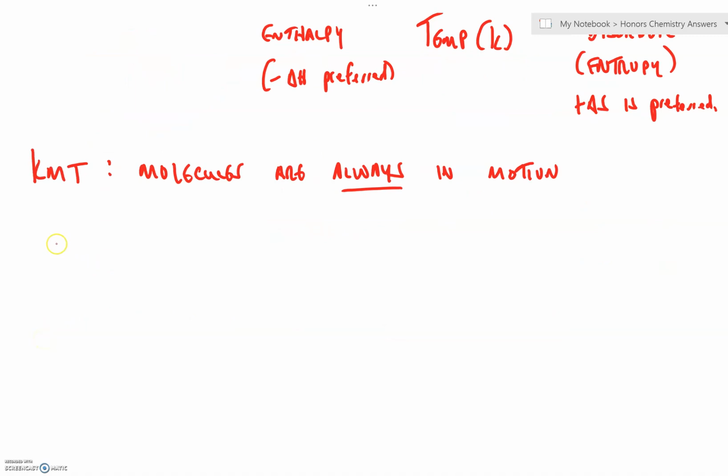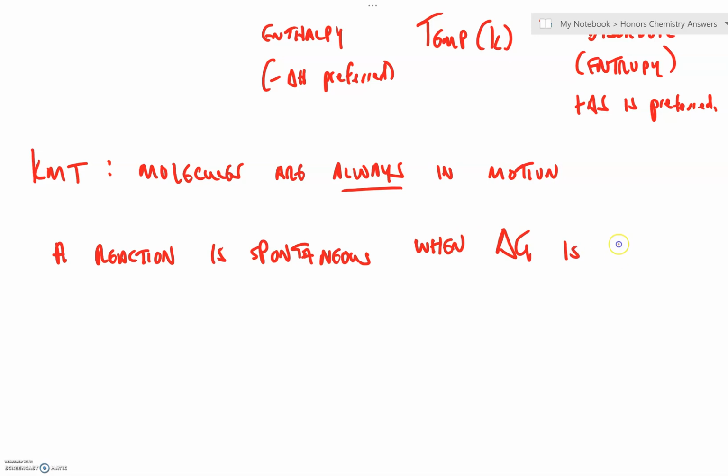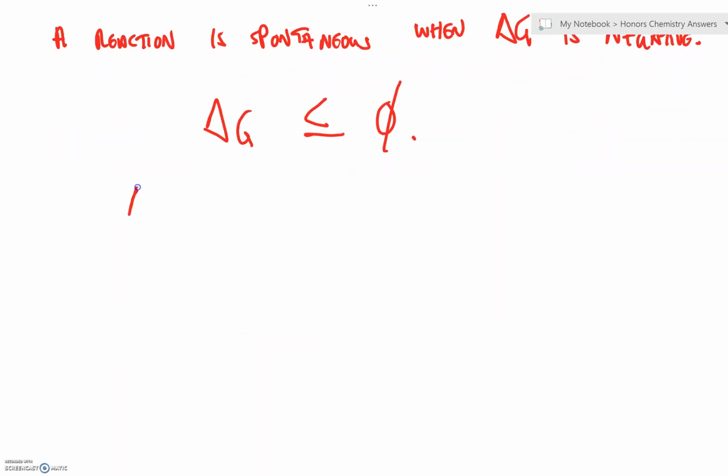We'll say a reaction is spontaneous when delta G is negative. Okay? In other words, when delta G is less than or equal to 0. Okay? So let's try this. I'm going to show you how this works. Delta G equals delta H minus T delta S. Let's try one.